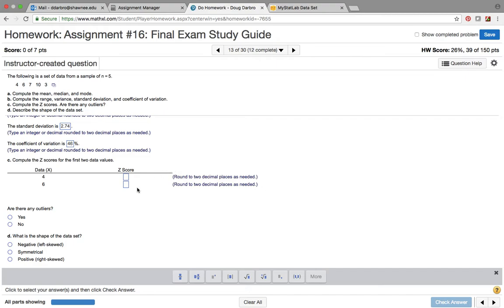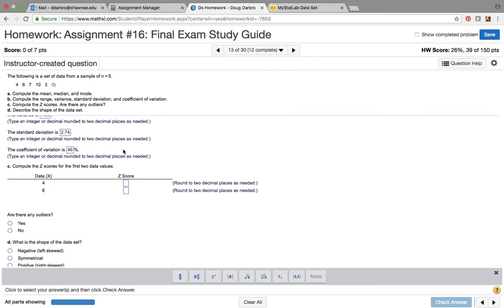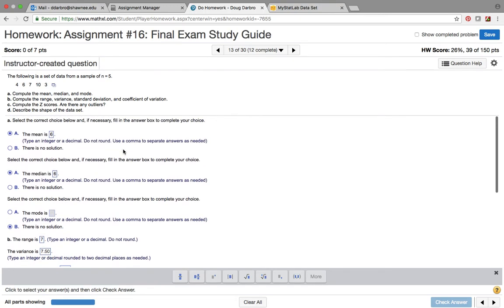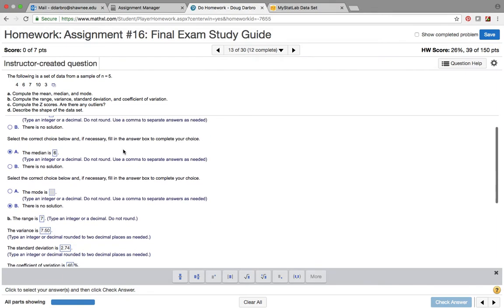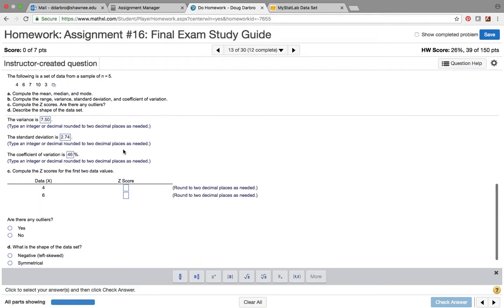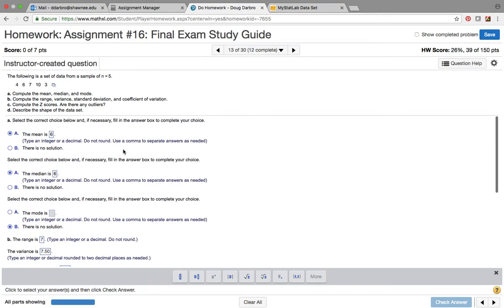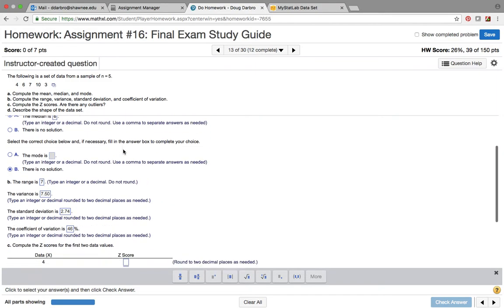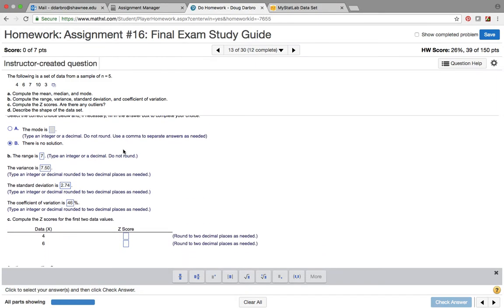All right, compute the z-score. Well, guys, the z-score is just the data value minus the mean over the standard deviation. So I'm going to go back. Let's just write this down. So I want it for 4 and 6. And our mean was equal to 6. And our standard deviation was equal to 2.74.